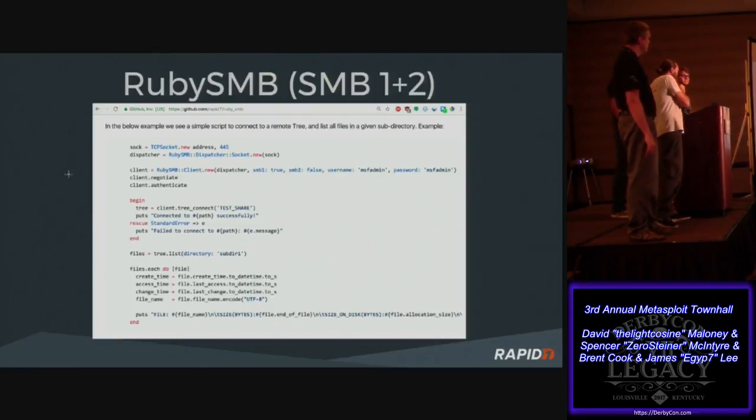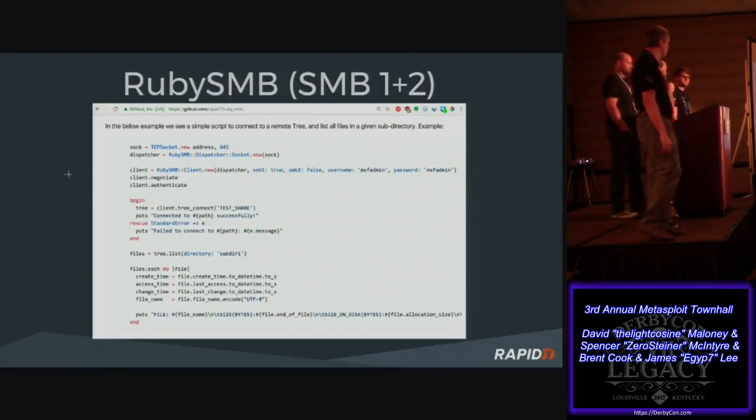And this example code here shows you a quick way in, about 30 lines of code, to do a tree connect, list all of the files, loop through them, and grab all of the MACE attributes of every file in a directory. So it's pretty powerful. It already does a lot of stuff.